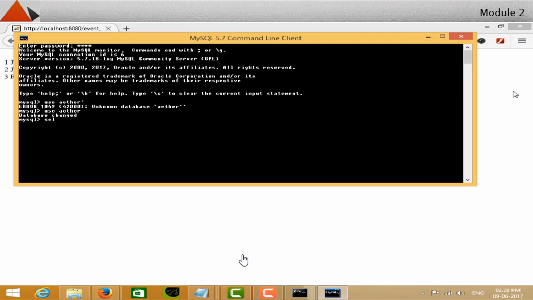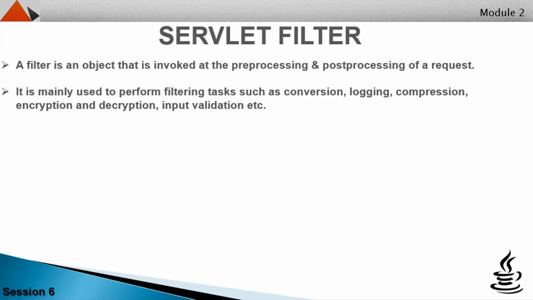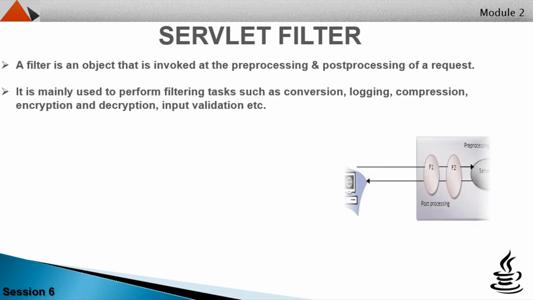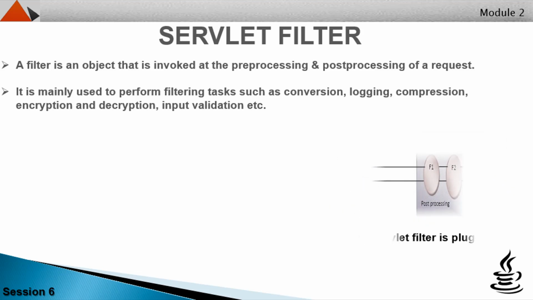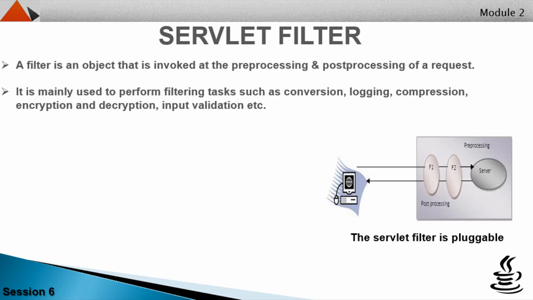MySQL console as well. Now let's discuss Servlet Filter. A filter is an object that is invoked at the pre-processing and post-processing of a request. It is mainly used to perform filtering tasks such as conversion, logging, compression, encryption and decryption, input validation, etc. The servlet filter is pluggable, that is, its entry is defined in the web.xml file. If we remove the entry of the filter from the web.xml file, the filter will be removed automatically and we don't need to change the servlet. So maintenance cost will be less. Unlike servlets, one filter doesn't have a dependency on another filter.